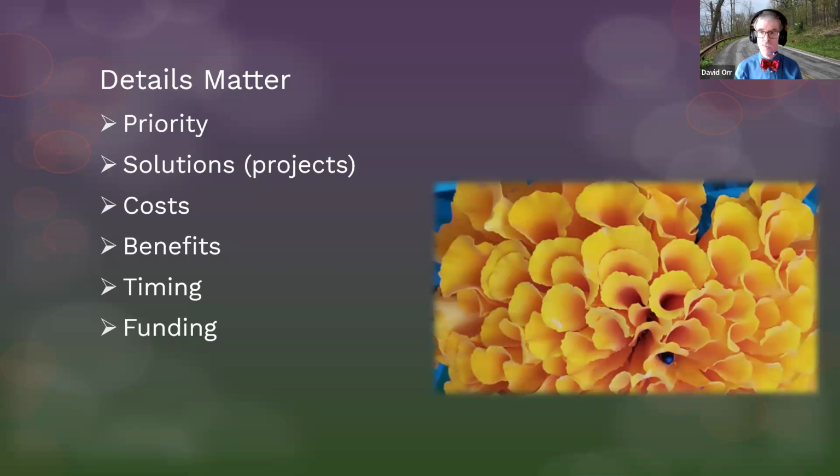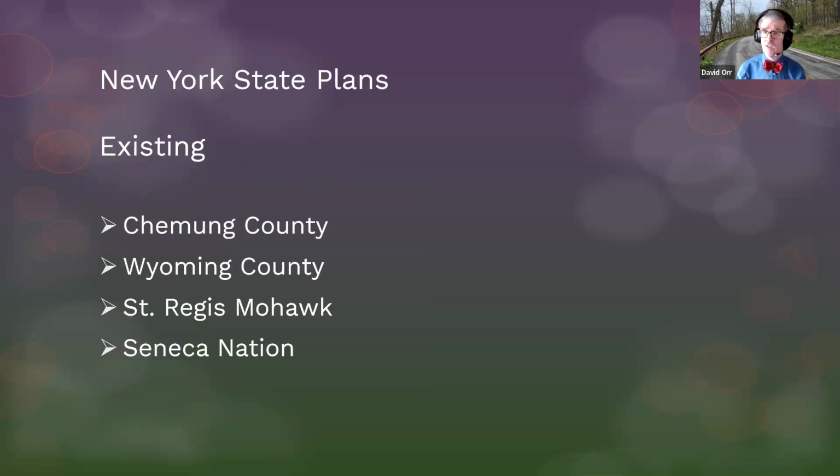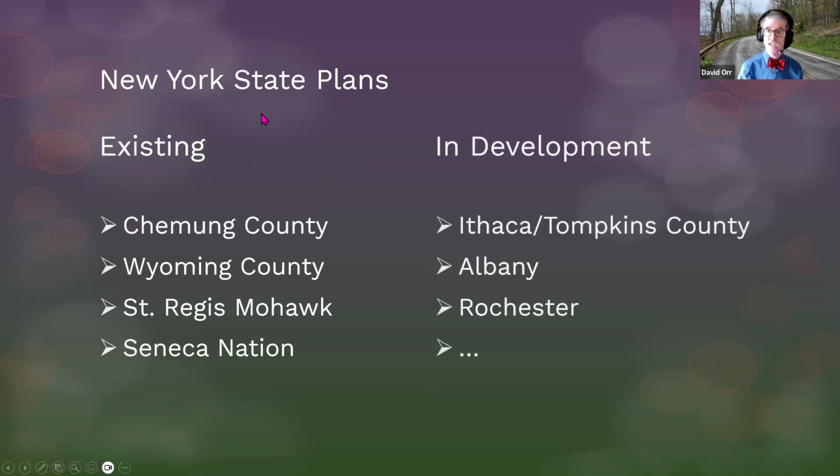Now, you don't have to reinvent the wheel. There are lots of existing plans. I know of four. Three of which I was able to find on the web from Chemung County, the St. Regis Mohawks, and the Seneca Nation. Wyoming County does have one, and if I ever find a link for it, I'll pop it up. I'll keep looking. Okay. I know in development, they're doing one here in Ithaca and Tompkins County. They're doing one in Albany area, Rochester. Okay. So there's lots of things out there as possibilities. Don't have to reinvent the wheel. But it would really be good if everybody had a local road safety plan that can be part of their overall management.